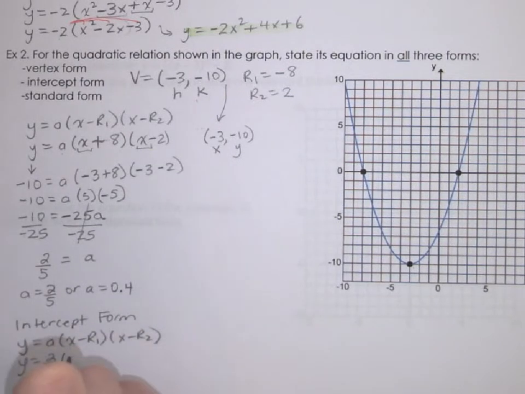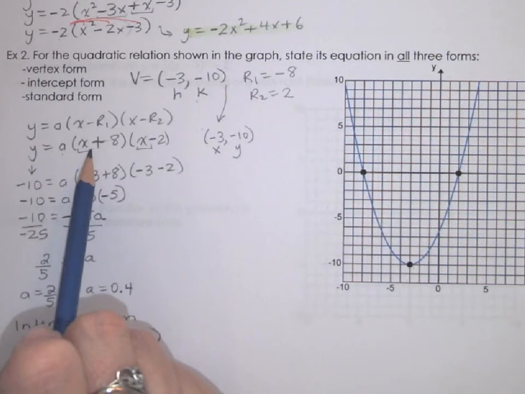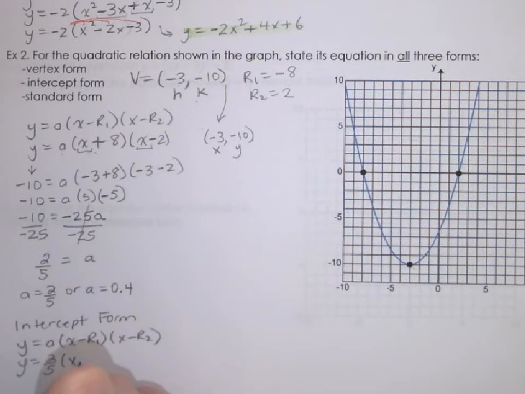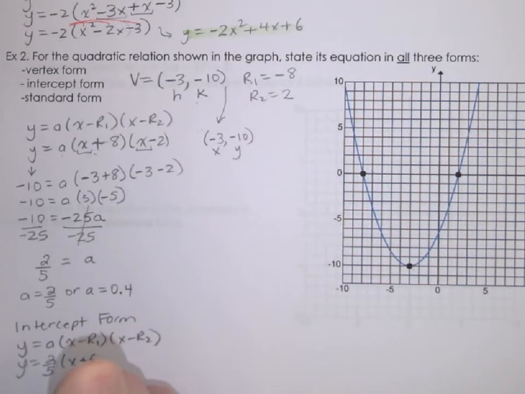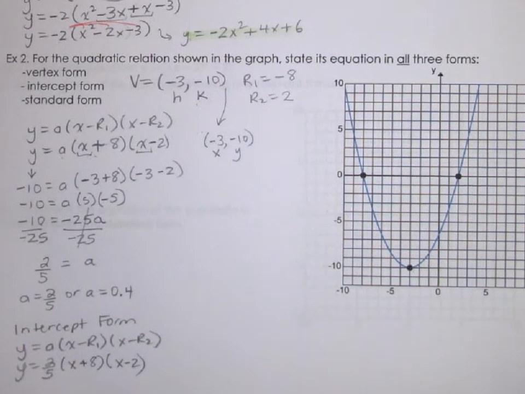And then x minus R1, so we did that up here. It turned out to be x minus negative 8, or x plus 8. And x minus 2. So there's our intercept form.